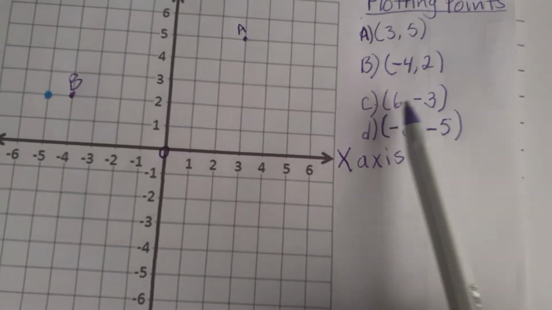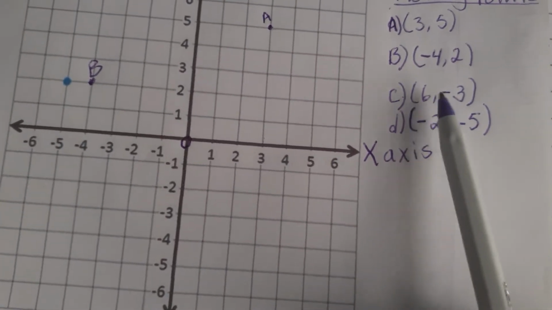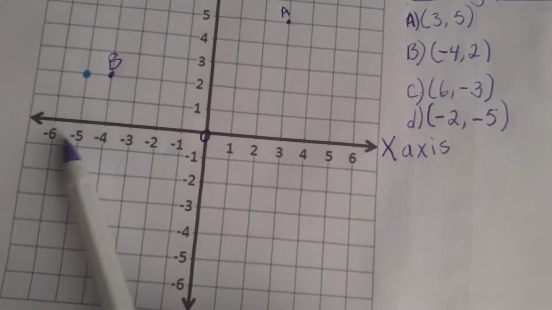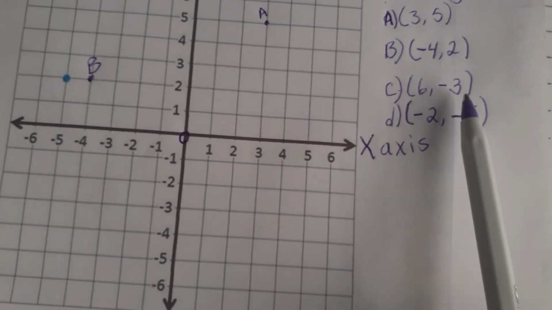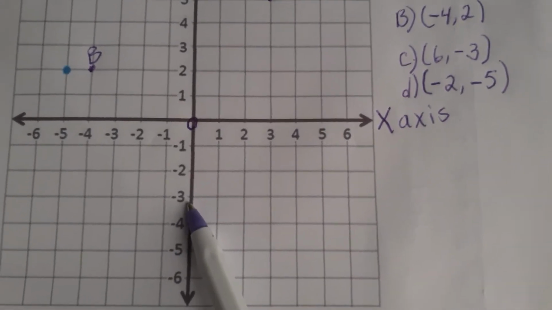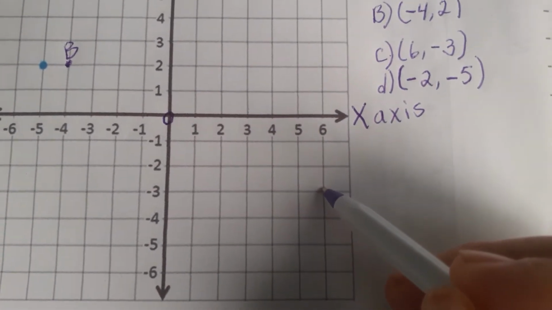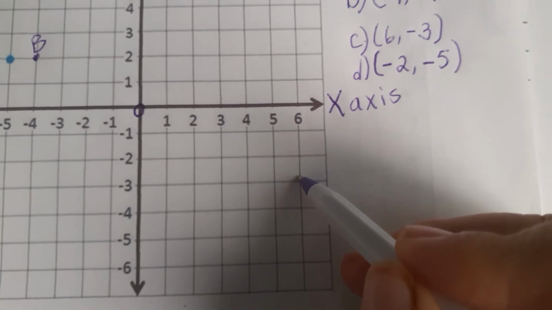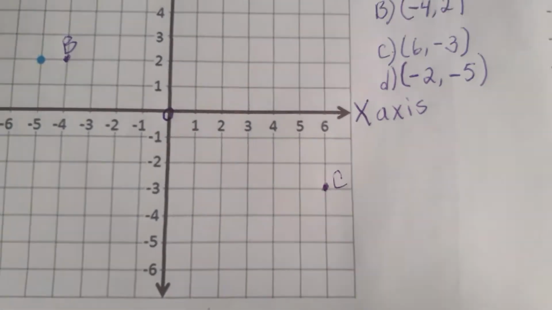The third one, 6, -3. The first number is on the x-axis. So we look for 6 on the x-axis, and then we look for -3 on the y-axis. Here is -3. So we find where both numbers intersect, and we plot our point. So this is going to be C.